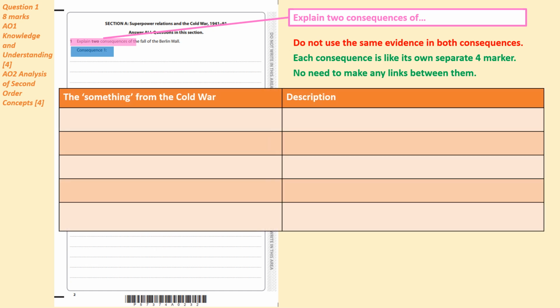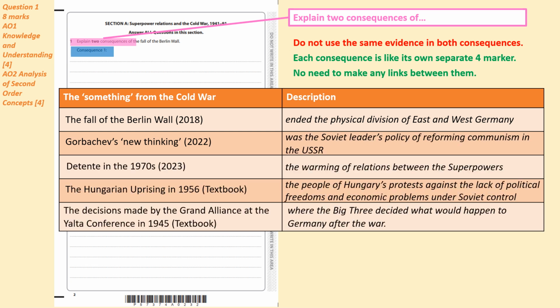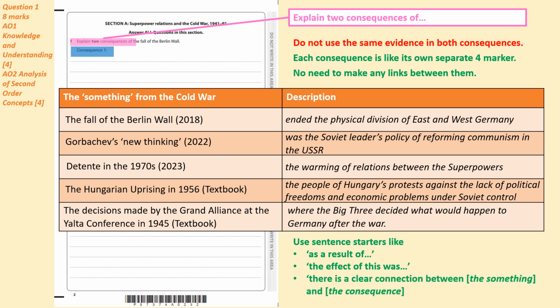You should aim to write 4 or 5 sentences per consequence. The first sentence should describe what the something was. For example, the fall of the Berlin Wall ended the physical division of East and West Germany. After that, you should use the remainder of the answer to focus on the results of that something. In other words, what difference did this something make? To make sure you are explaining a consequence effectively, you should use sentence starters like, as a result of, or the effect of this was, so there is a clear connection between the something and the consequence.